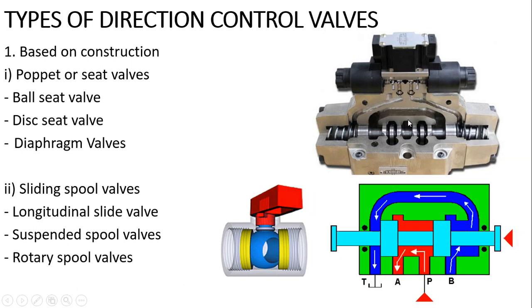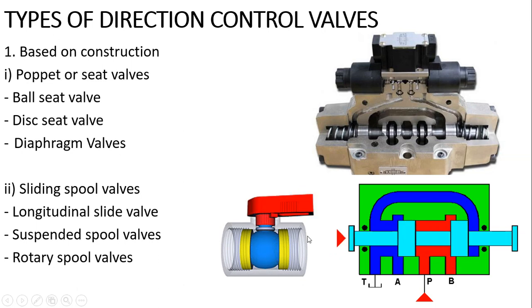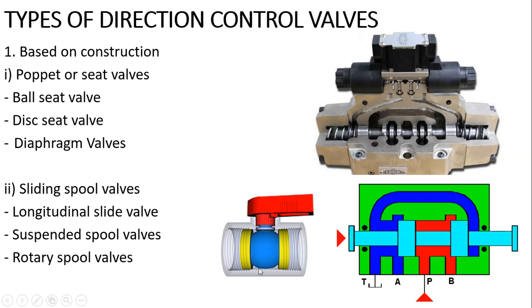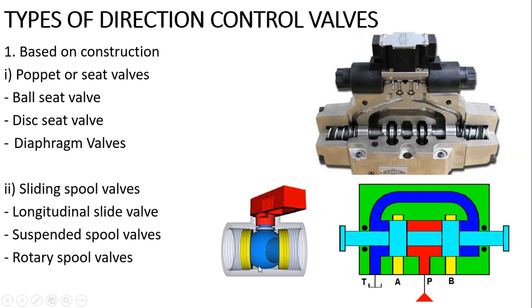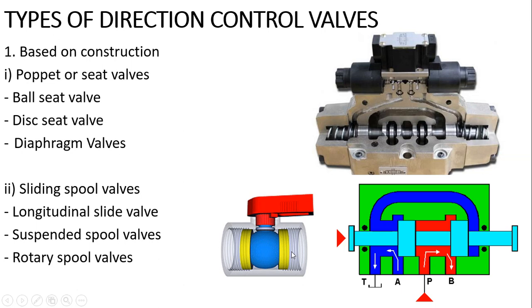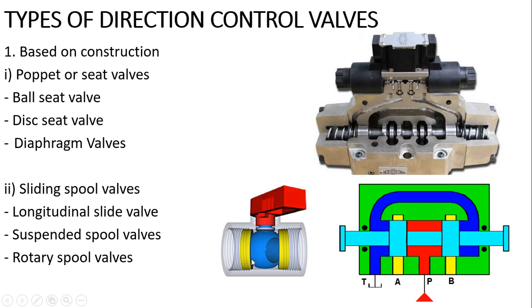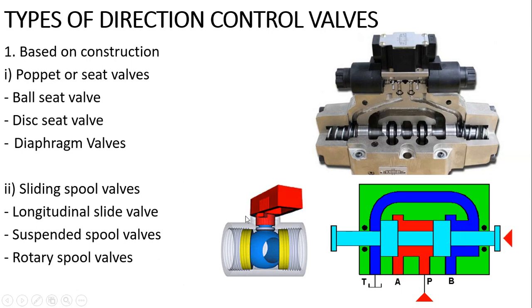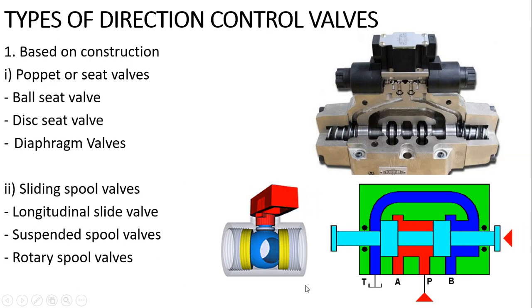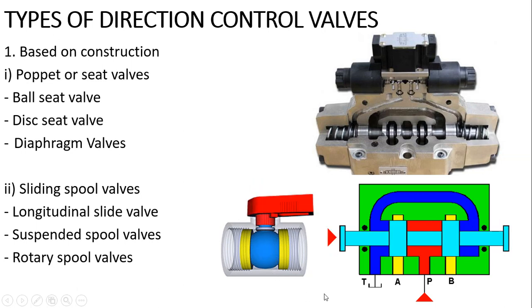This is spool type. Okay, so here in the diagram some animations are there so that you can understand the working. See, this is nothing but our normal globe valve, wherein there is a ball, so it is opening and closing. This is nothing but what we are using in our normal pipelines, opening and just closing. There is no intermediate state.